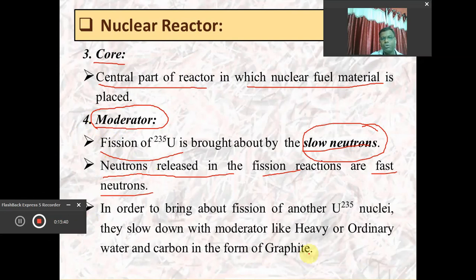And generally, in order to convert these fast neutrons into slow neutrons, different types of moderators like heavy water or ordinary water or carbon in the form of graphite rods can be used. So the function of the moderator is that whatever fast neutrons are obtained in the nuclear fission can be converted into slow neutrons. And the examples of these moderators are heavy or ordinary water or carbon in the form of graphite.